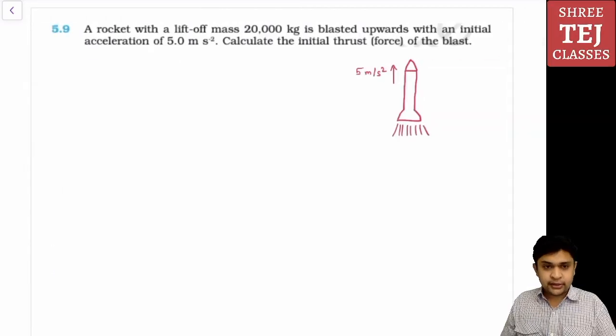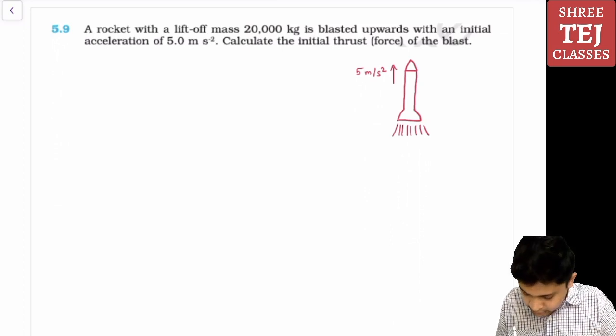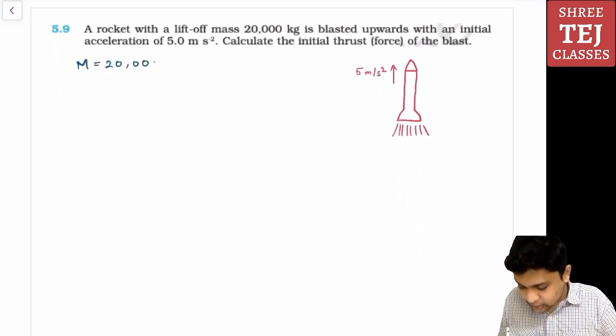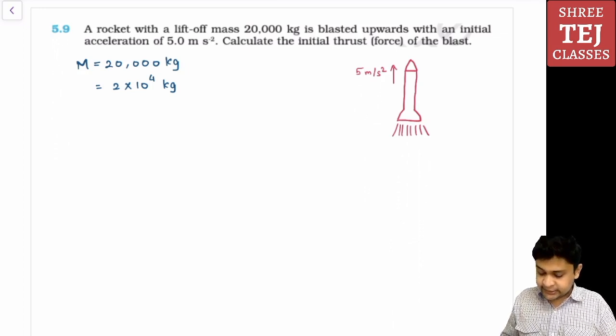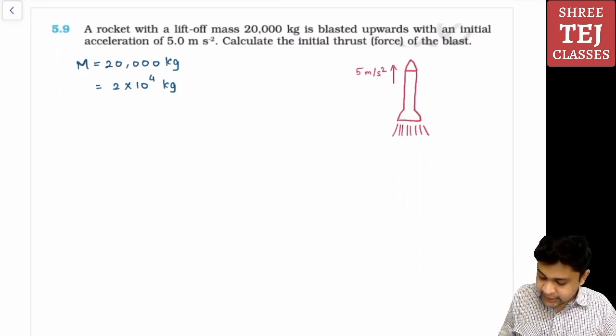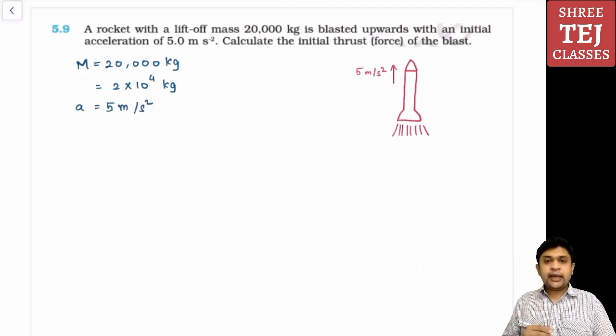Question 5.9. A rocket with lift of mass 20,000 kg, so mass is 20,000 kg, which is 2 into 10 to the power 4 kg, is blasted upwards with an initial acceleration of 5 meter per second square. So acceleration is 5 meter per second square. Calculate the initial thrust of the blast.